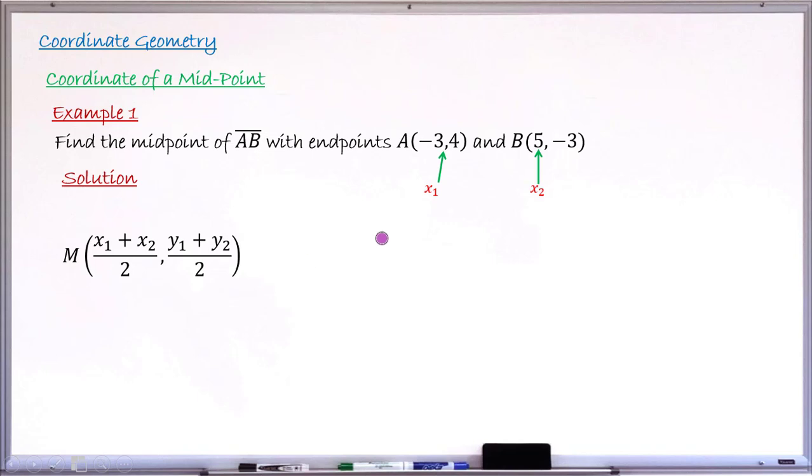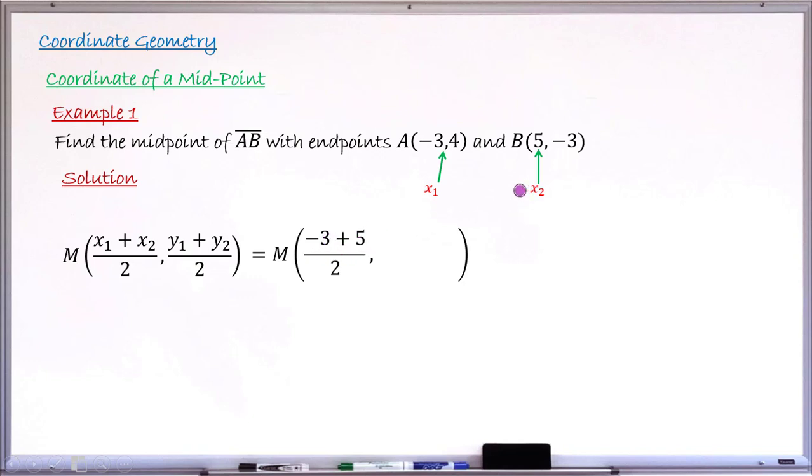So I'm going to substitute my x1 and my x2 in this very formula to begin finding the x coordinate of the midpoint M. So let me do that. I'm going to have M open bracket. I'm starting with the x coordinate. There I have -3 plus 5 over 2.